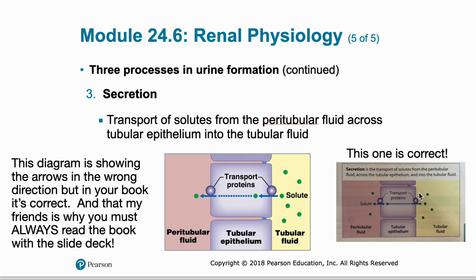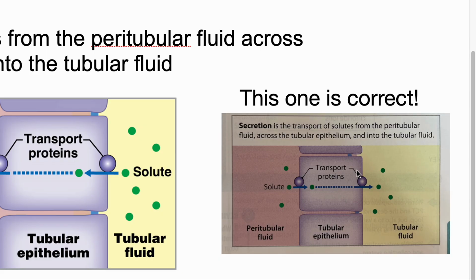And this picture right here is the right one from your book, showing the right direction. So here's the peritubular fluid. That's just the fluid around the peritubular capillary network. So there were things that we wanted to get rid of, this green solute. Transport proteins of the simple cuboidal cells of the nephron will move that solute into the cell and then into the tube or duct of the nephron so that we can excrete it.